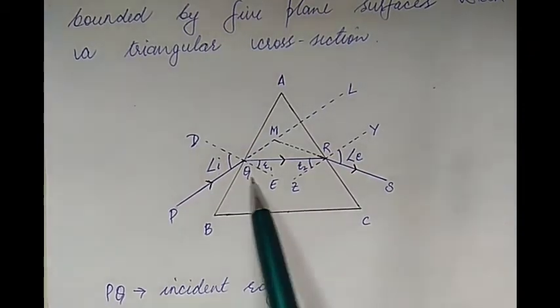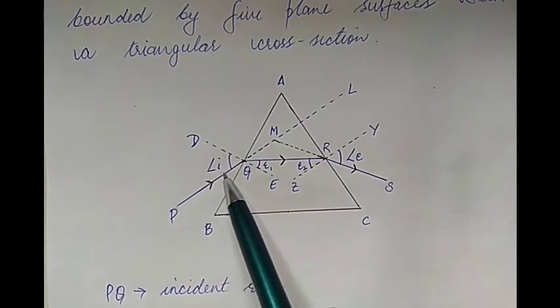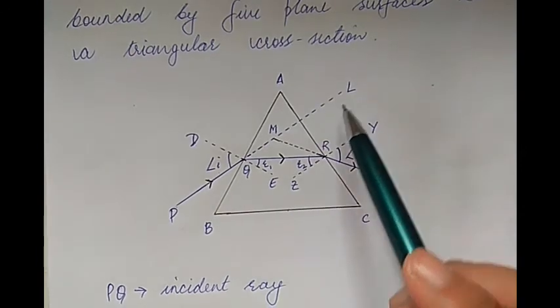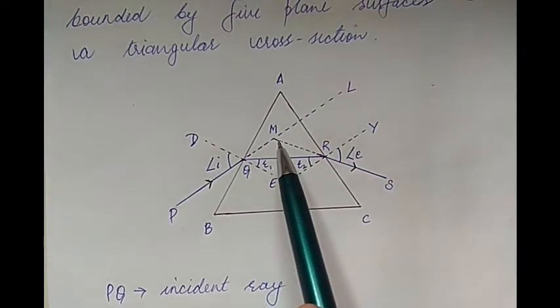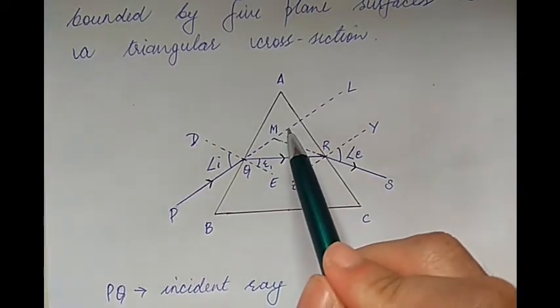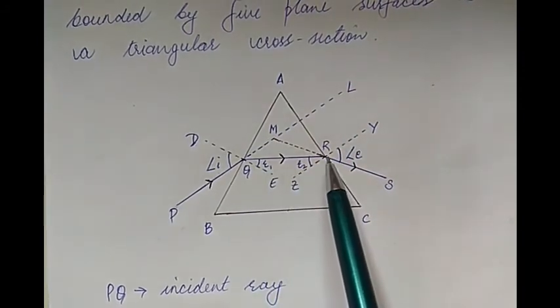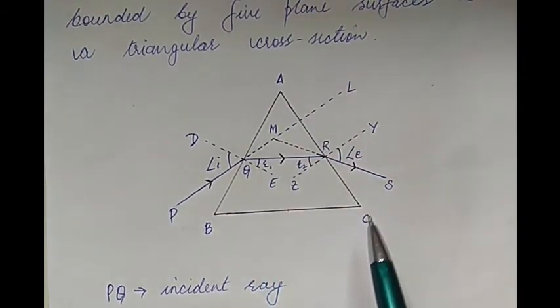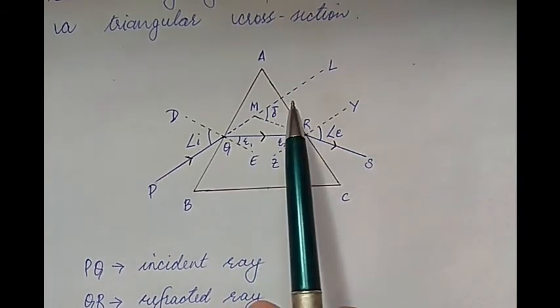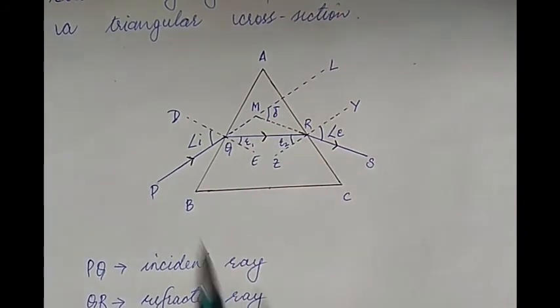So what happens is, there is a deviation in the direction of movement of the ray of light. The ray of light was traveling in this direction, but because of refraction happening through the prism, the ray of light emerges in this direction. So since there is a deviation in the direction of movement of light, this angle over here, this angle LMR or LMS, is called the angle of deviation, and it is denoted by a Greek letter delta. So this delta denotes the angle of deviation of the ray of light.